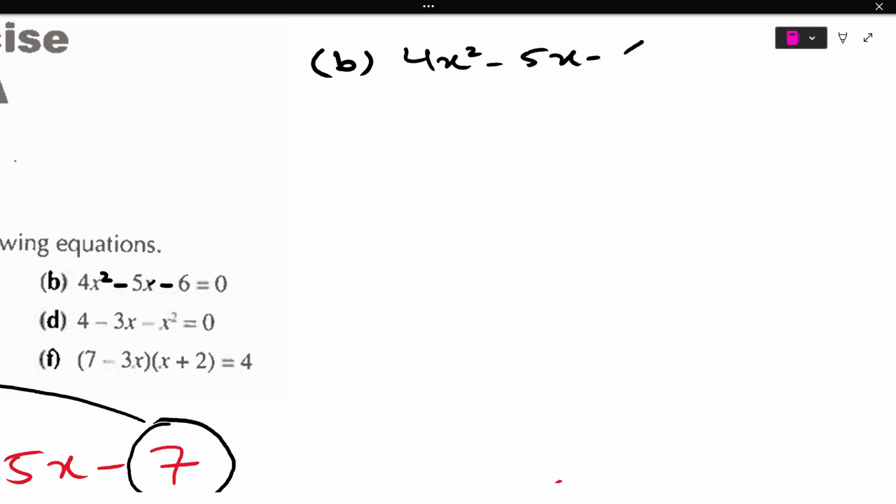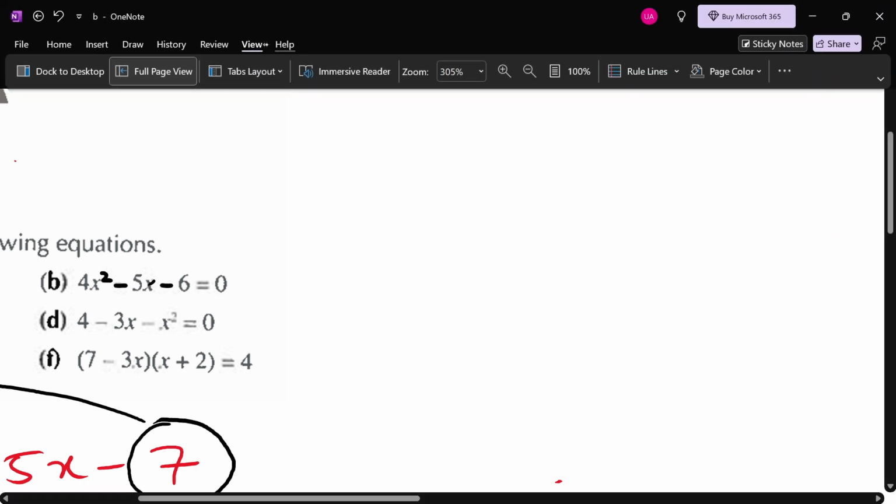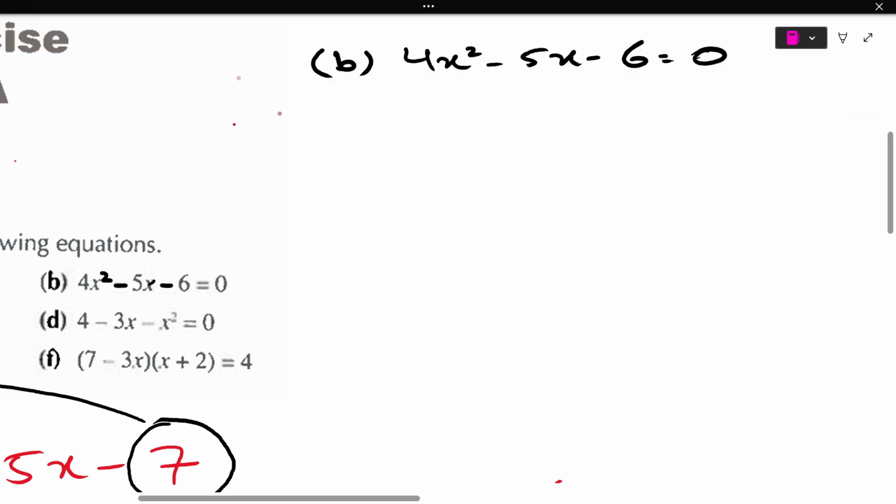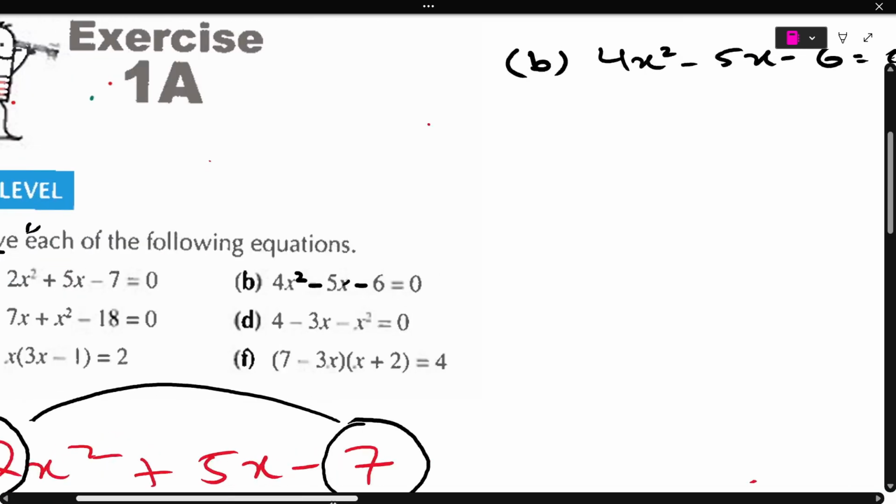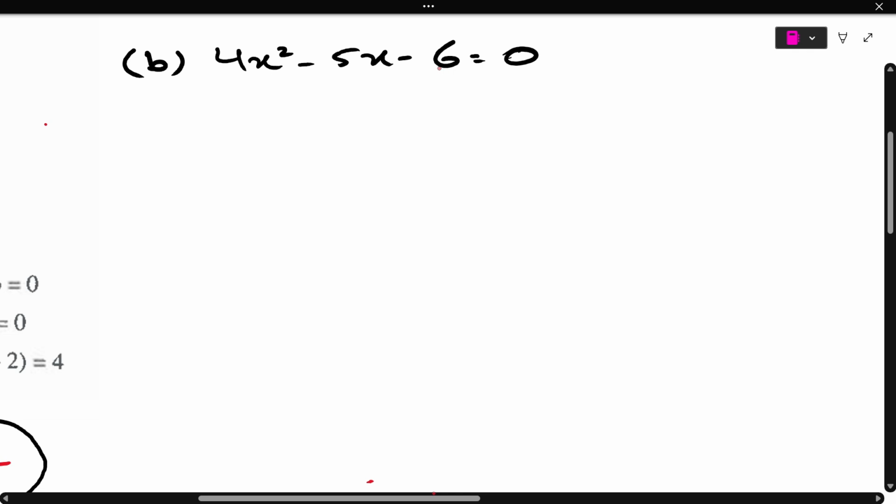With the help of what? The middle term break, right? And let's just quickly recall how we learned to solve a quadratic equation through middle term break. Just like we did in part number A, we are going to use the same method. So what did we learn?